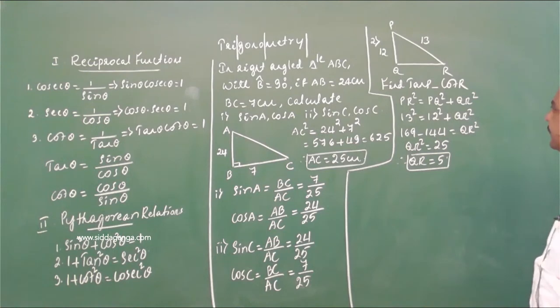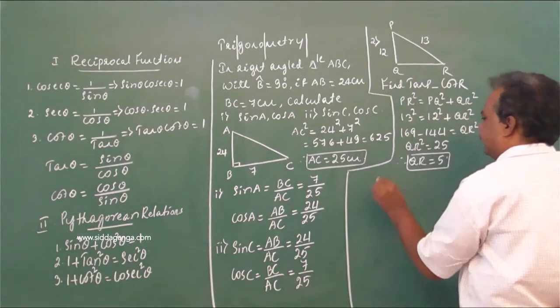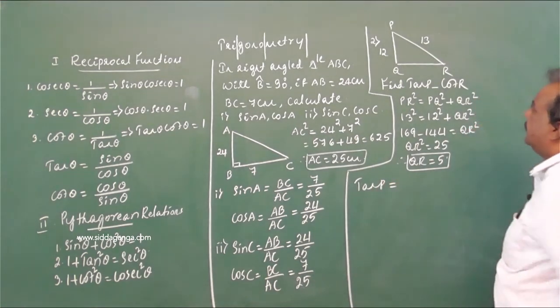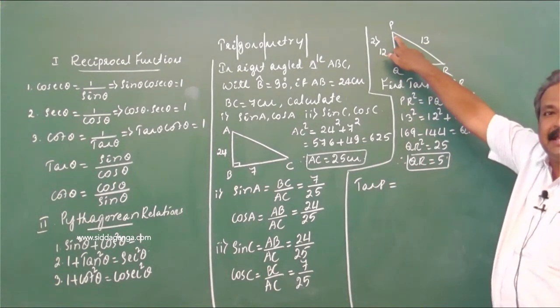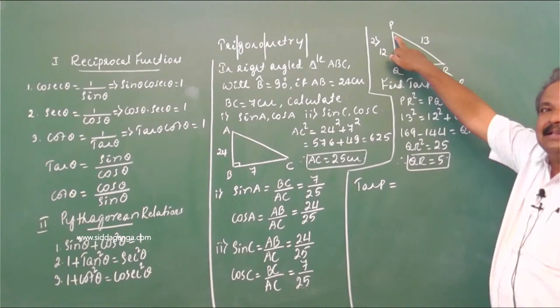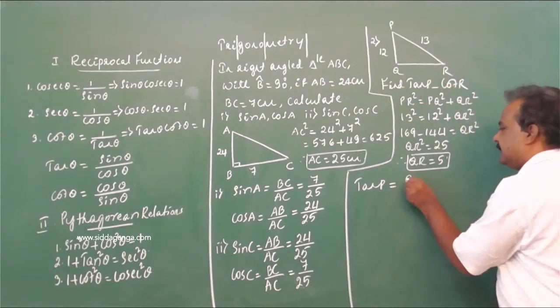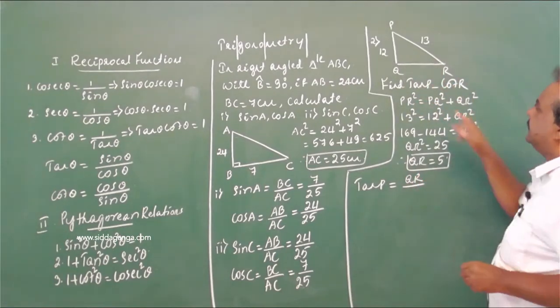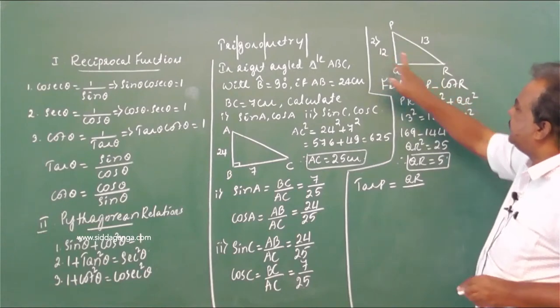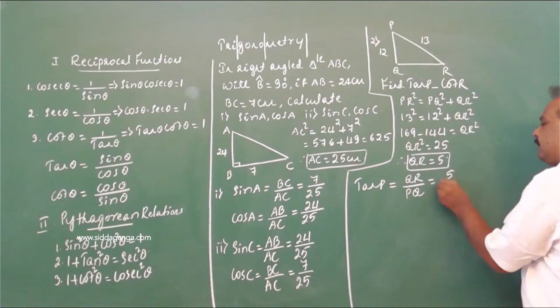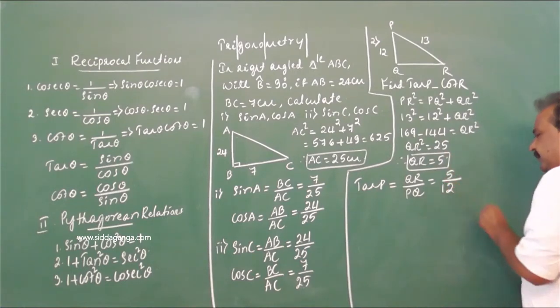So QR is 5. Now you need to find tan P. Tan P, angle P is the reference angle, the opposite side is QR, by adjacent is PQ. What is QR? 5. What is PQ? 12.